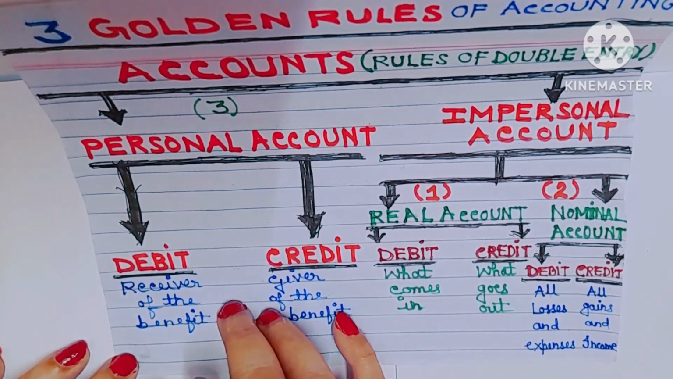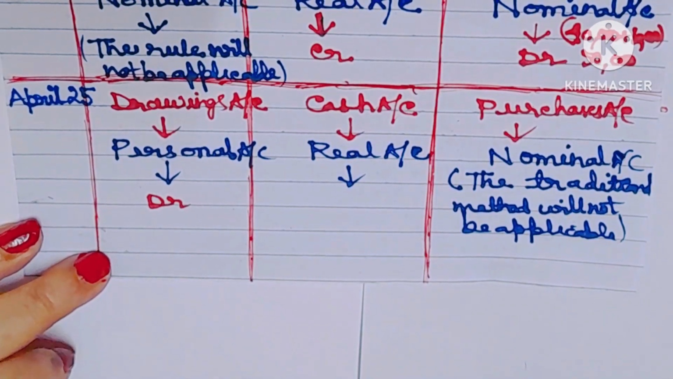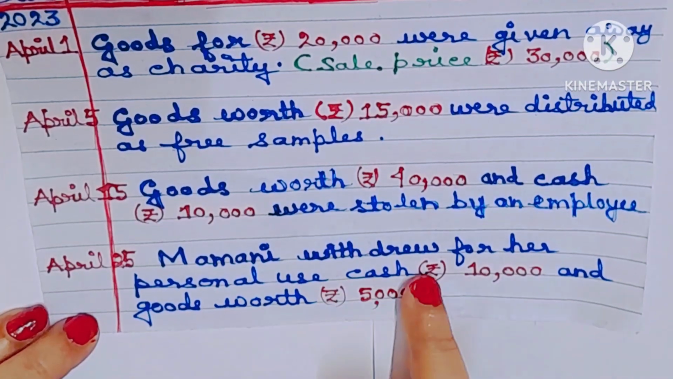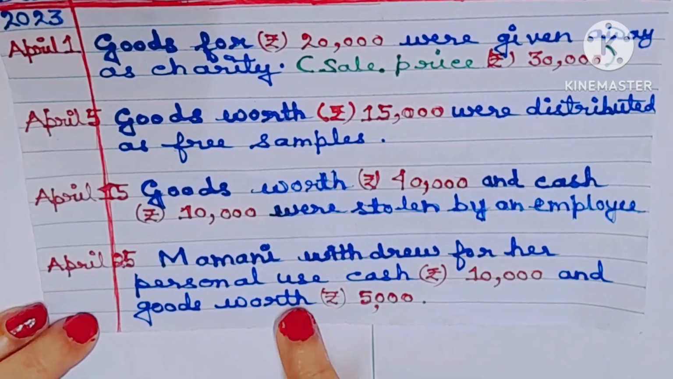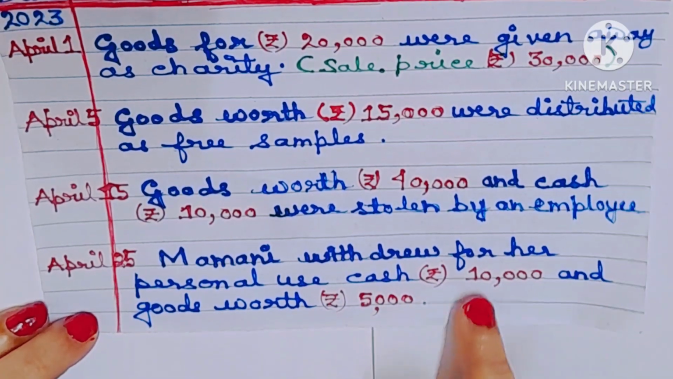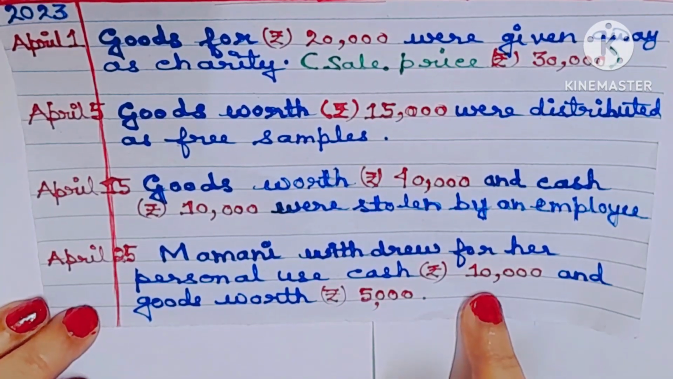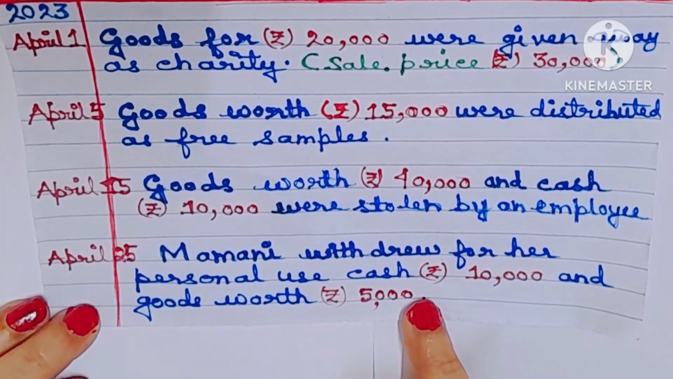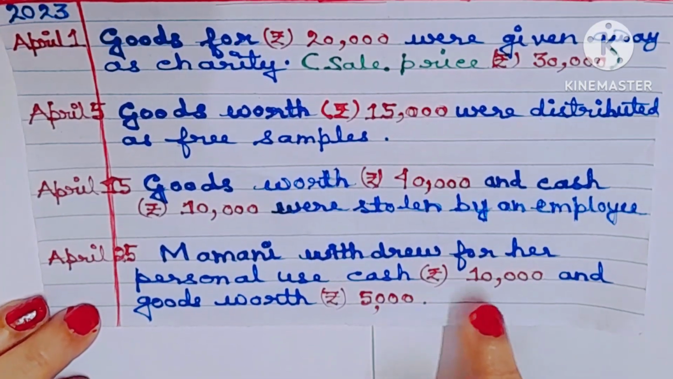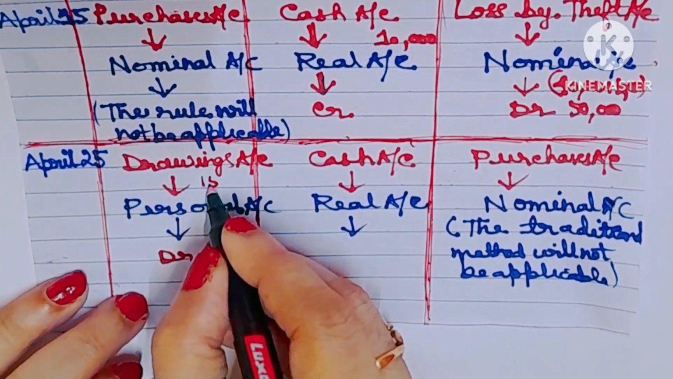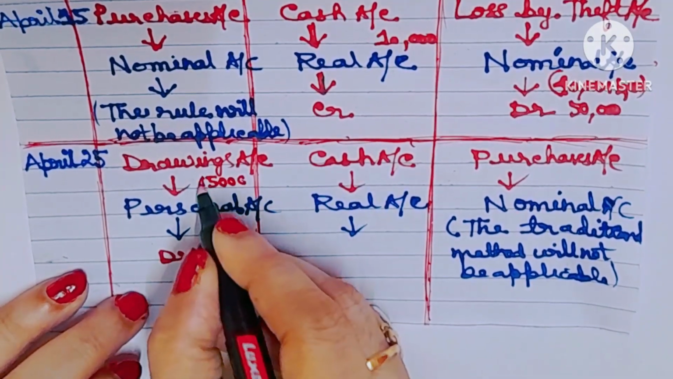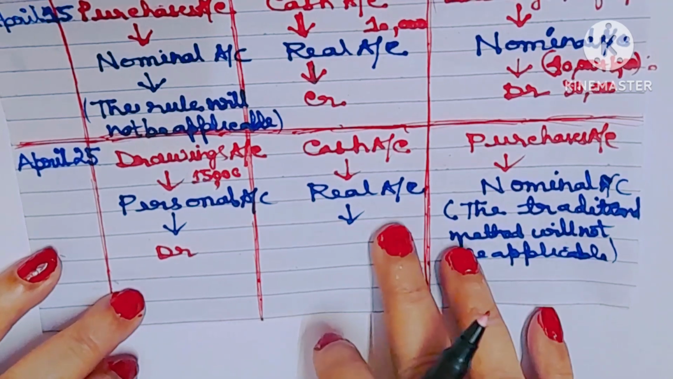Now let's see what will be the amount. Let me show you the transaction. Mamuni withdrew for a personal use cash rupees 10,000 and goods worth rupees 5,000. So the total drawings will be 10,000 plus 5,000, 15,000. Total drawings will be 15,000. Okay. So let's write. Amount will be 15,000. Okay. Understood? So let's analyze cash account.